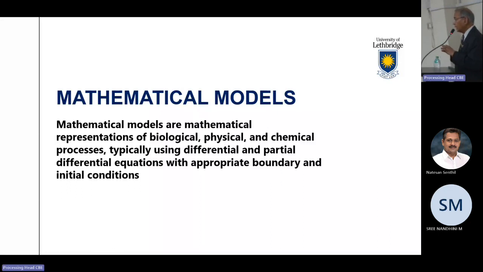Once you have formulated your partial differential equations with appropriate boundary and initial conditions, and then you solve those equations, you get the result, which would be predictive of the conditions within the grain mass or within the domain of the mathematical model. Next.